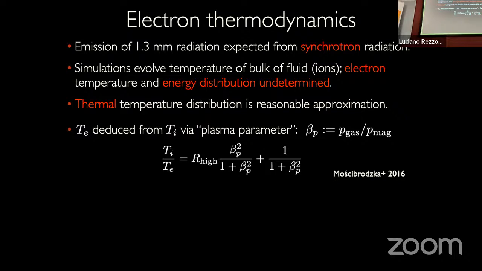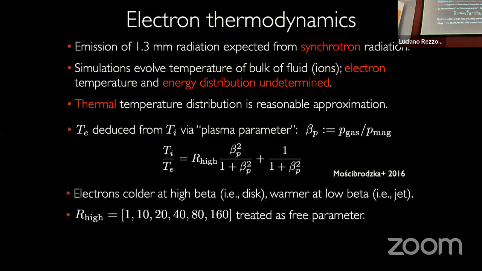Essentially it's a way to place electrons in the jet or in the disk. Beta going to 0 is essentially in the jet, and beta very high is in the disk. So this distributes the electrons in different places. And R_high is really a free coefficient, which we consider between 1 and 160. Large R_high would correspond to essentially cold electrons in the disk, while small R_high would be electrons in the jet. So it's an analytical formula that we use.